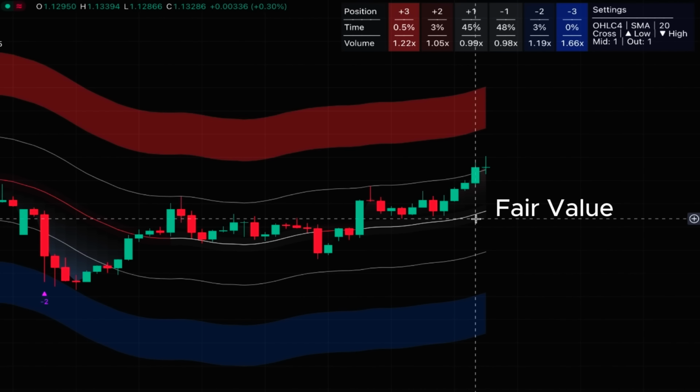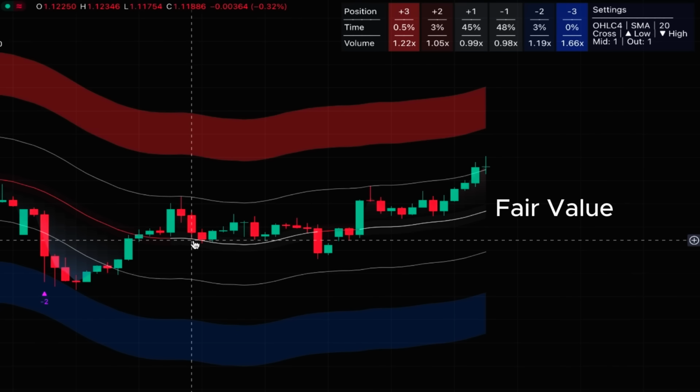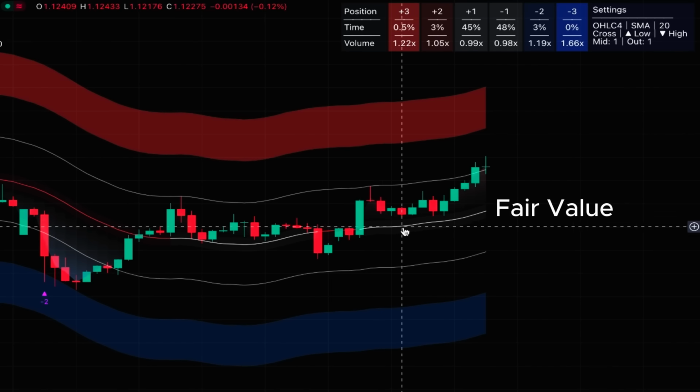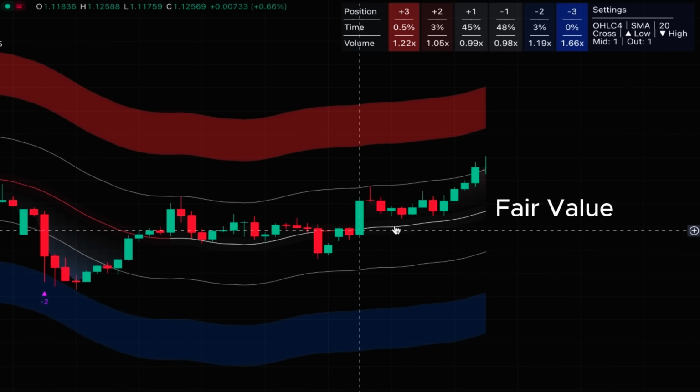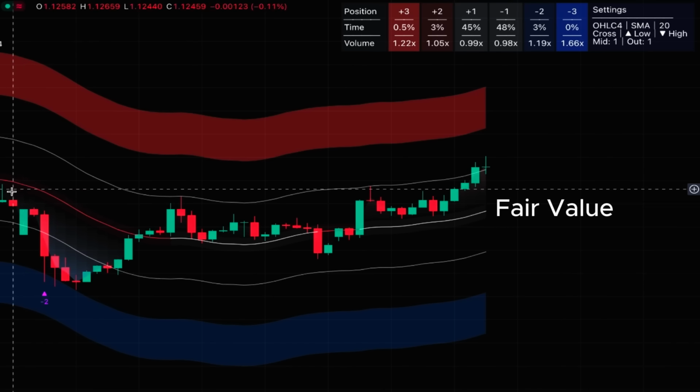So whatever your asset, whether it's a currency pair, stock or cryptocurrency, this line shows the fair value of the asset. As you can see, this line changes color between white and red. In times that the price goes above the fair value line, the line becomes white and this shows that the price is advancing, and in times that the price goes below the fair value line, the line becomes red and this shows that the price is declining.